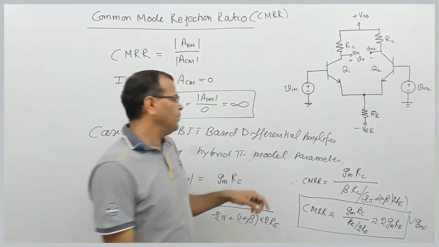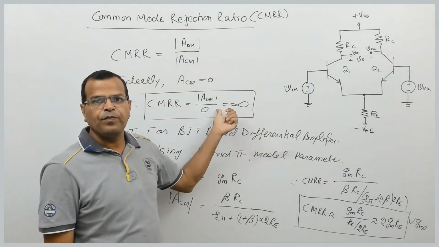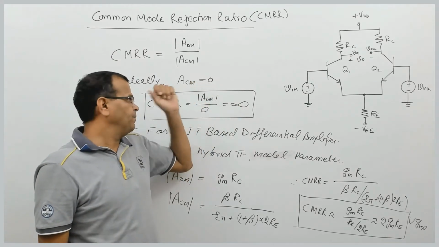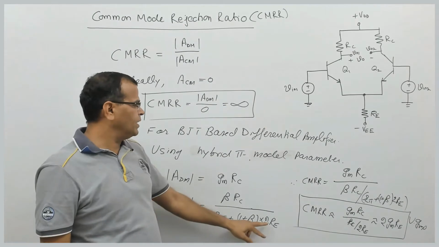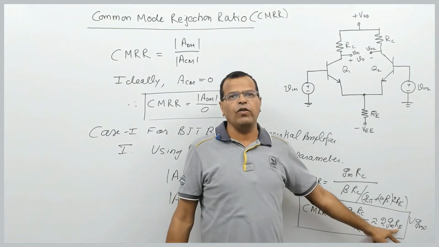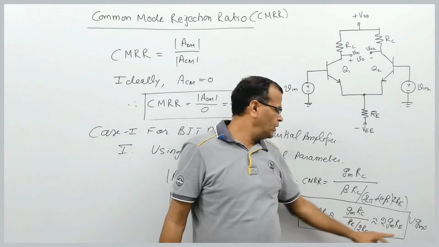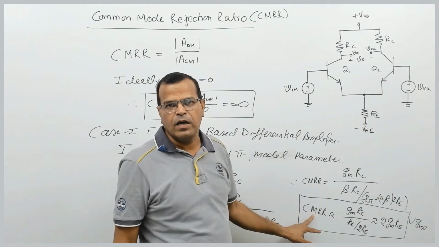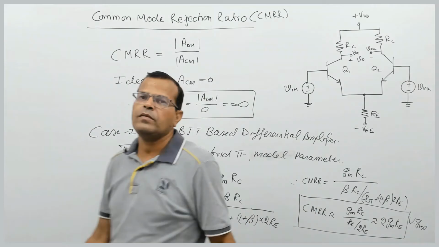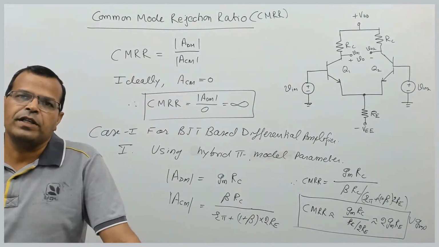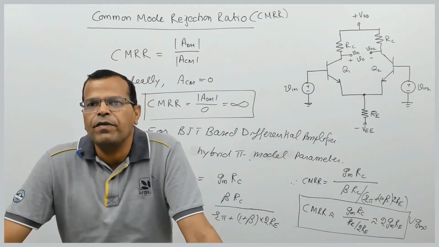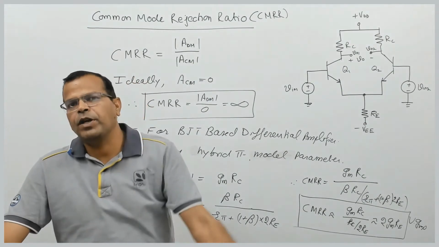So you can please see, ideally it should be infinite. So how can I achieve this to be infinite? By increasing RE. You can refer to this expression: by reducing the value of RE, CMRR reduces. But by increasing the value of RE, the CMRR increases. So the common mode rejection ratio of BJT based amplifier can be increased by using two techniques.